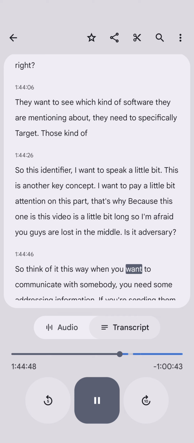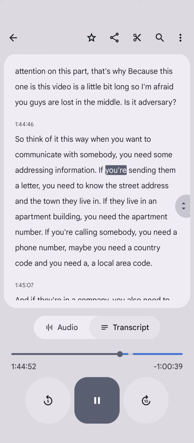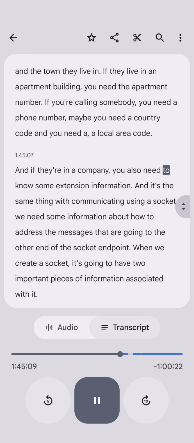So think of it this way. When you want to communicate with somebody, you need some addressing information. If you're sending them a letter, you need to know the street address and the town they live in. If they live in an apartment building, you need the apartment number. If you're calling somebody, you need a phone number, maybe a country code, and a local area code. And if they're in a company, you also need to know some extension information.